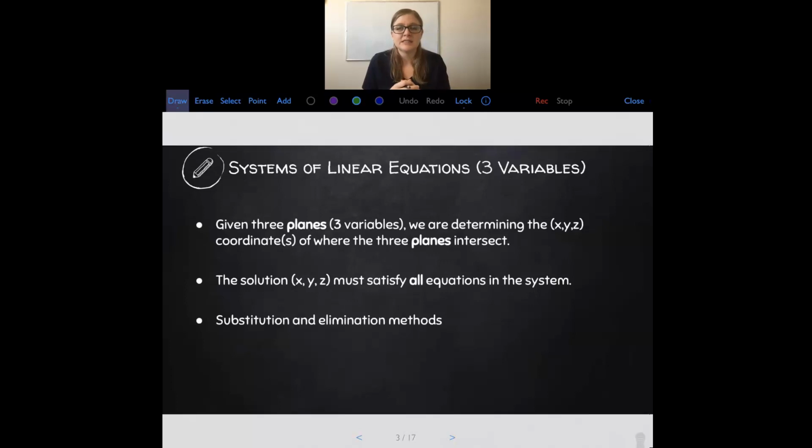So when we did systems of equations in two variables, we were talking about two lines and where those two lines intersect. Now that we're working with three variables, we're talking about where three planes, which you can think of as a sheet of paper that extends in all directions, intersect, the ordered triple XYZ. So if you have an ordered triple XYZ, it must satisfy all of the equations in the system, and then we'll continue to use substitution and elimination methods to solve the system.